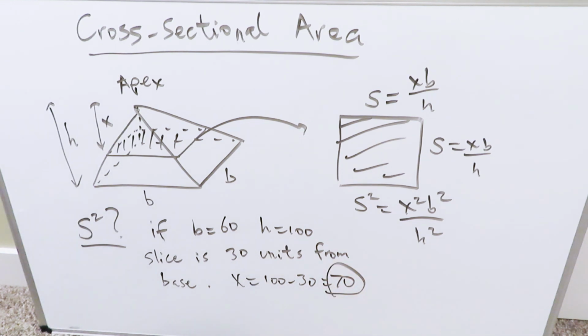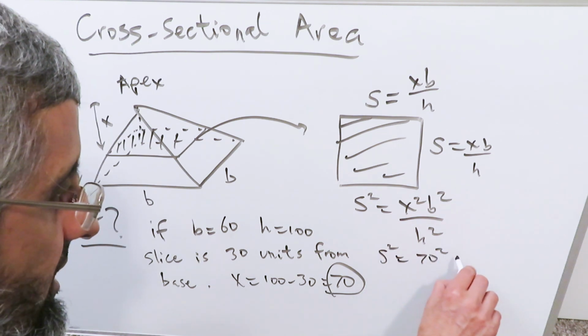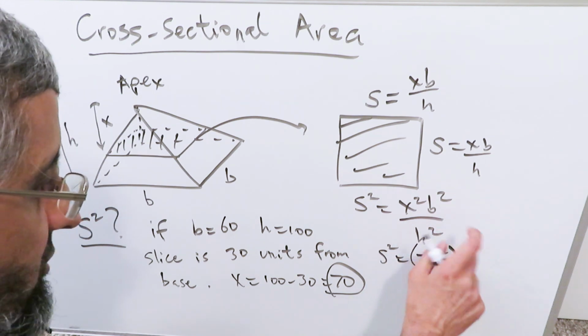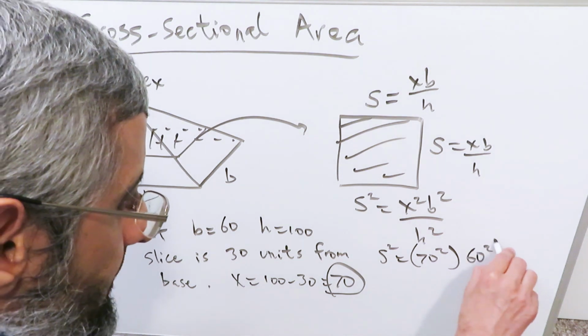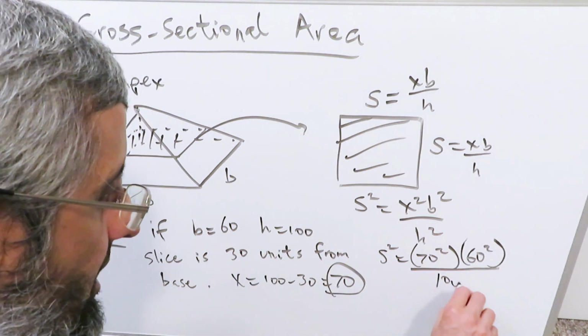So you have to remember that. How you define your ratio, you have to keep that in mind: 30 units from the base or 70 units from the apex. Now all you have to do is put everything into that formula. What do I have? I have s square is equal to 70 square times b square, which is 60 square, and then a height square, which is going to be 100 square.